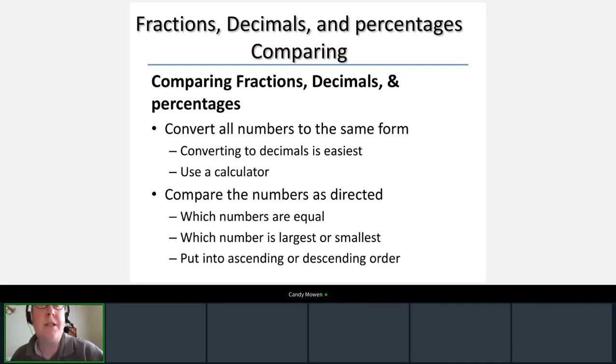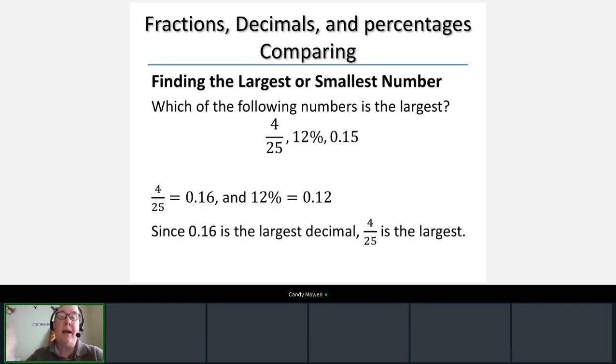Comparing fractions, decimals, and percents: convert all numbers to the same form. Converting to decimals is easy, and then use your calculator. When you're comparing numbers as directed, you may be asked which numbers are equal, or which number is largest or smallest, or to put them into ascending or descending order. Sometimes you will be asked to compare, as in this example, to find the largest or smallest number. Which of the following numbers is largest?